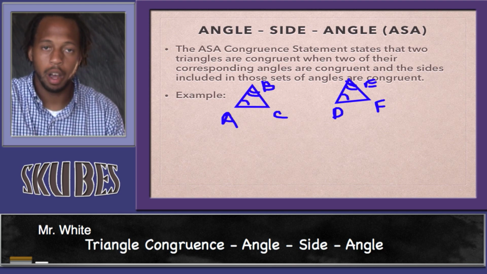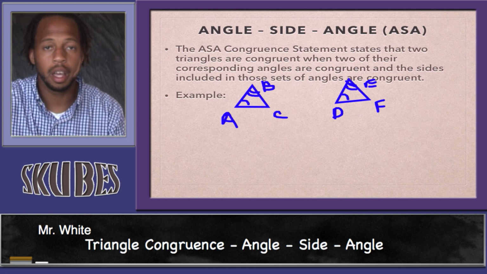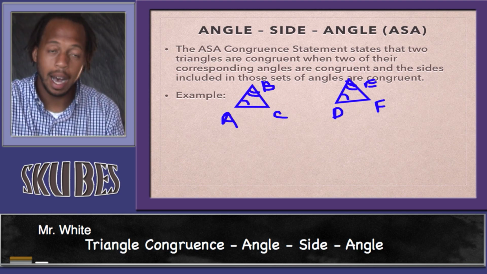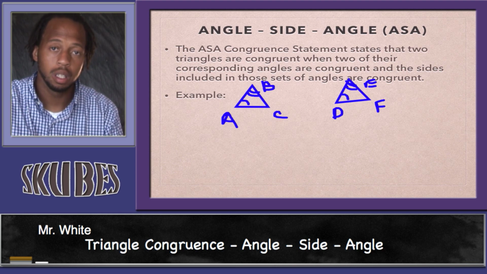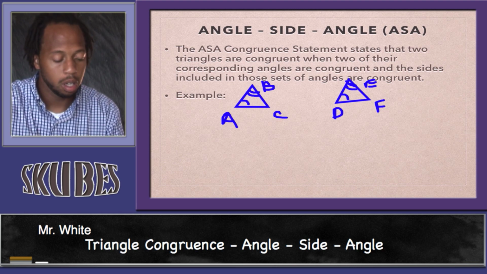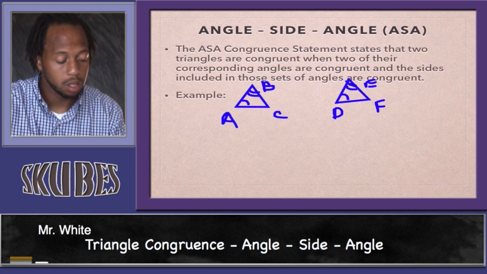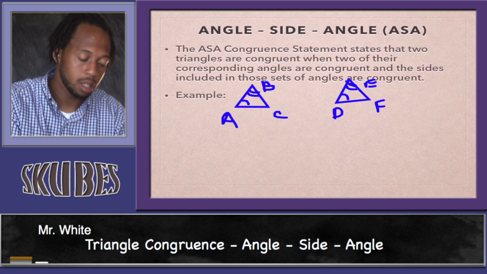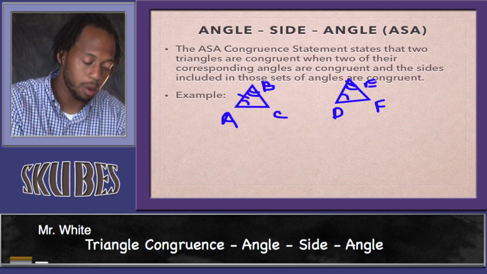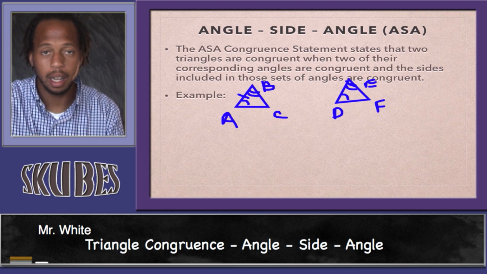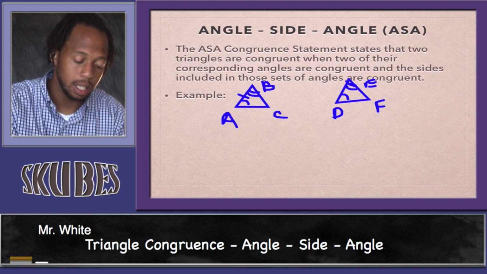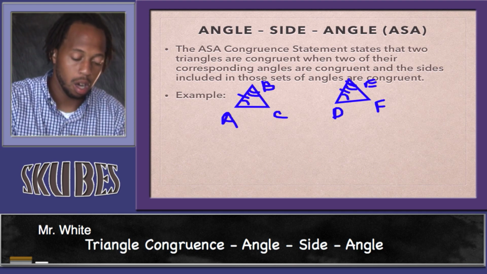Now, in order for these 2 triangles to be congruent based on angle side angle, the side that is included in those 2 angles must be congruent to the other, the corresponding one. So side AB, and I'm going to use 1 tick mark to indicate that side AB and side DE are congruent.